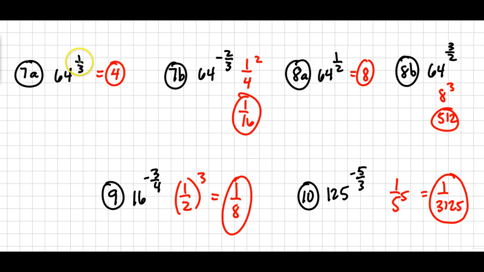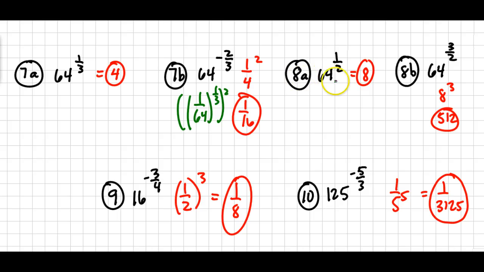So you'd need a little bit of trial and error here to figure out what times itself 3 times equals 64, and you get 4 there. On the next one, we're going to incorporate that answer now, but first we're going to flip over the 1/64 because of the negative. Then I do the 1/3, which I know to be a 4, and then I still have to square that. 1 squared is still 1, 4 squared on the bottom is going to be 16. So 1/16 is the final result.